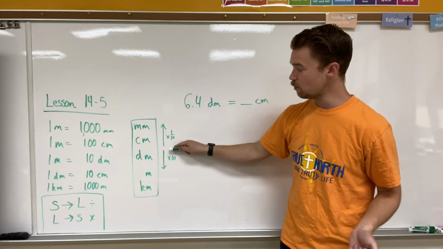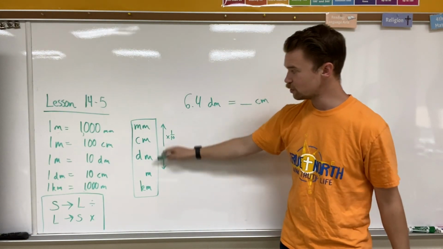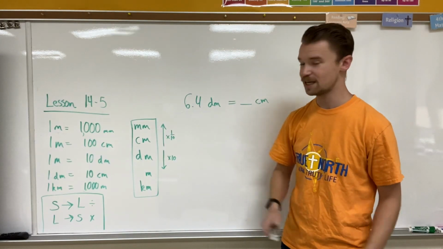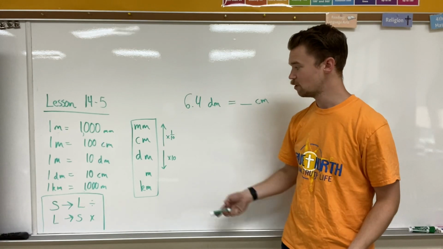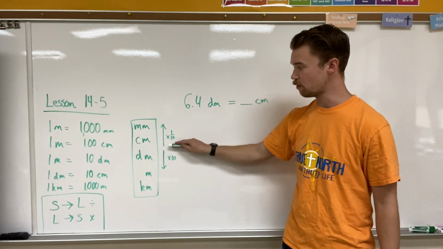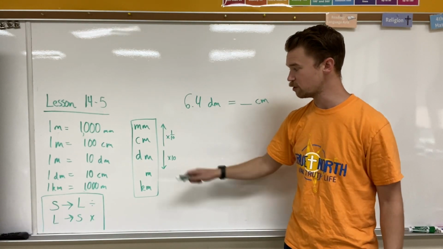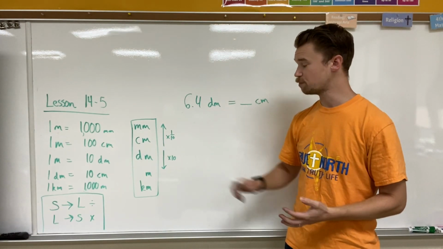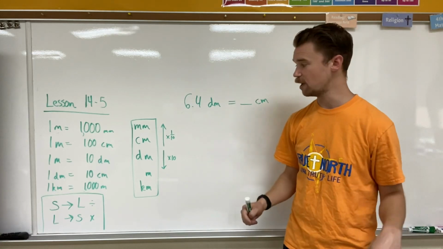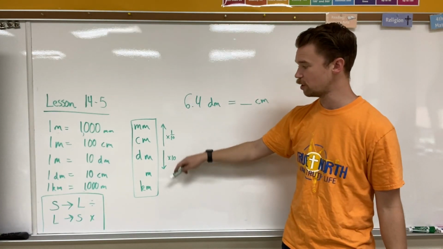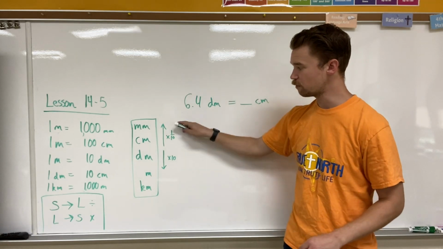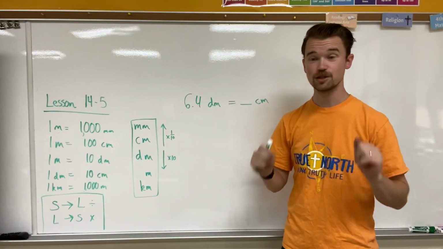So anything where you're trying to go from a larger unit to a smaller unit, you're going to be multiplying by 10 for every single place value. If you're going from a smaller unit to a larger unit, you're going to be dividing by 10 for every greater place value. So basically, if you're trying to go from larger to smaller, you're going to try to make the number bigger. If you're going from smaller to larger, the number is going to be smaller.